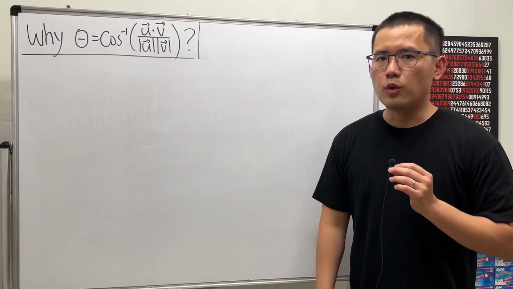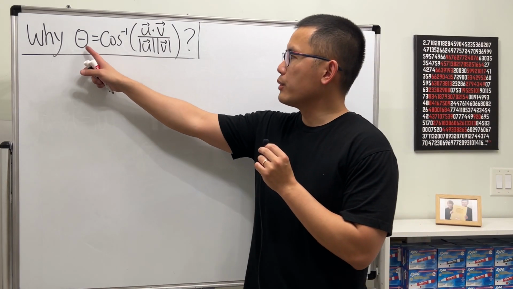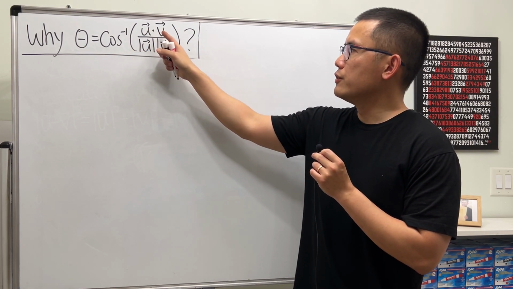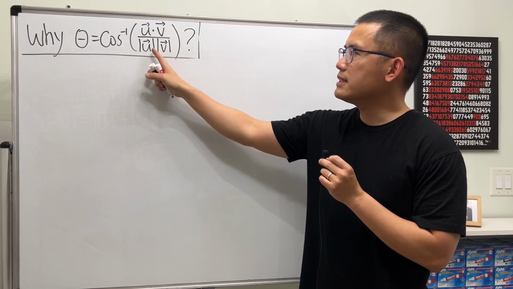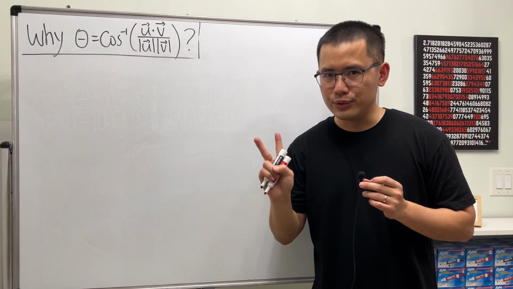Today, let's prove the formula for finding the angle between two vectors. That is, the angle theta is equal to inverse cosine of the dot product of these two vectors divided by the product of the magnitudes of these two vectors. And let's just do the 2D case.